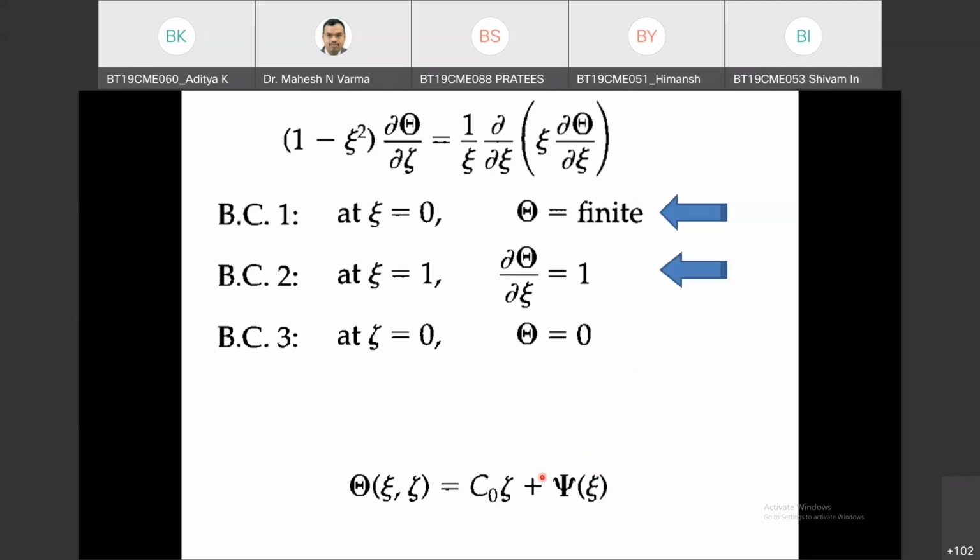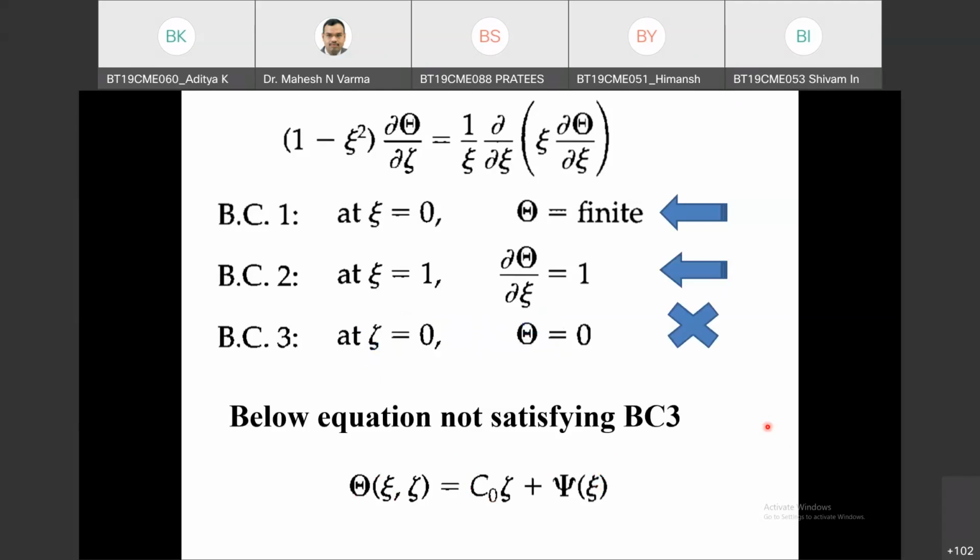That all depends upon psi of epsilon. But this is not true. This is not satisfying. I cannot satisfy this solution using this boundary condition. So certainly I need to change this boundary condition, or add the information in this boundary condition number 3, what is happening over a length L. So instead of that, we'll be using a condition. The below equation is not satisfying boundary condition number 3, so I need to add a little more information in it.